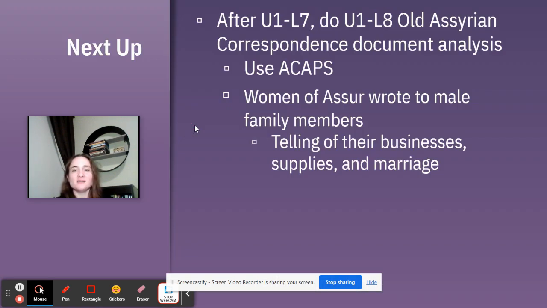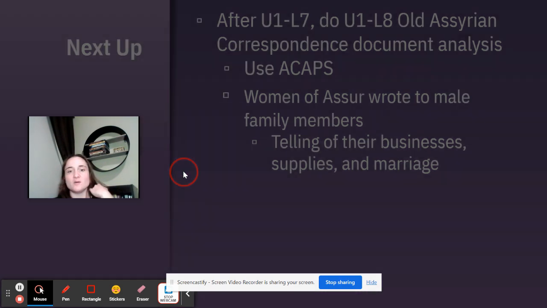After U1-L7, you're going to do U1-L8, Old Assyrian Correspondence Document Analysis. So those are actually going to be primary source documents written by the women of Assur, and they're writing to their male family members who are usually off in the caravans, and they're the ones behind running the businesses. So they're going to talk about business, supplies. I think the last one's also about marriage. During this, you are going to use ACAPs, which we talked about a little bit last week. And if you have questions about ACAPs, please let us know.